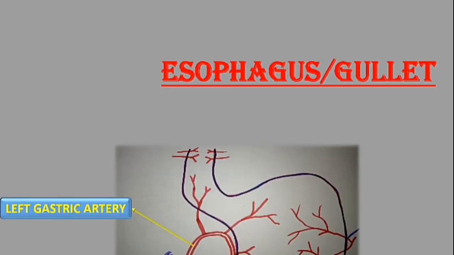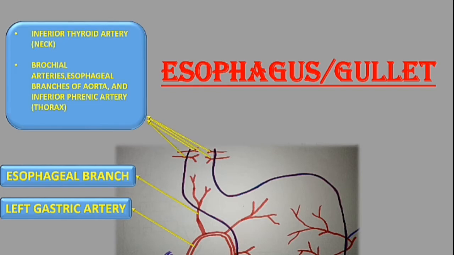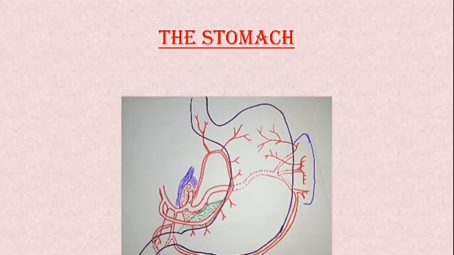In the abdomen, the esophagus is supplied by the esophageal branch of the left gastric artery. In the neck, it is supplied by the inferior thyroid artery, and in the thorax, it is supplied by the bronchial arteries, the esophageal branches of the aorta, and the inferior phrenic arteries.